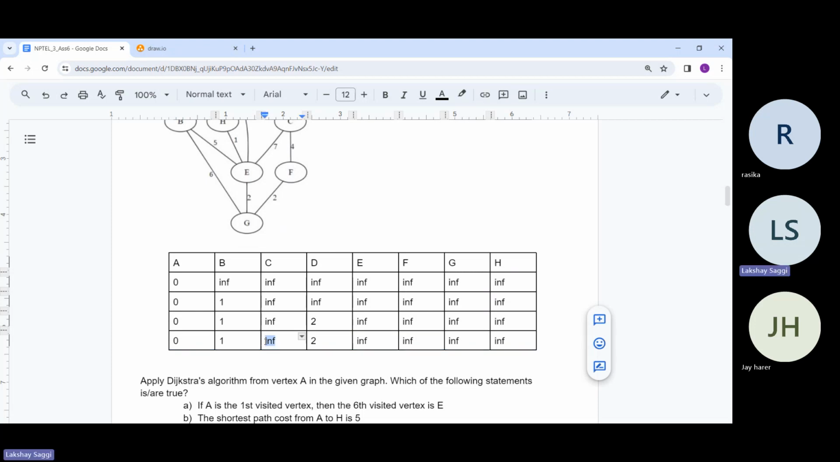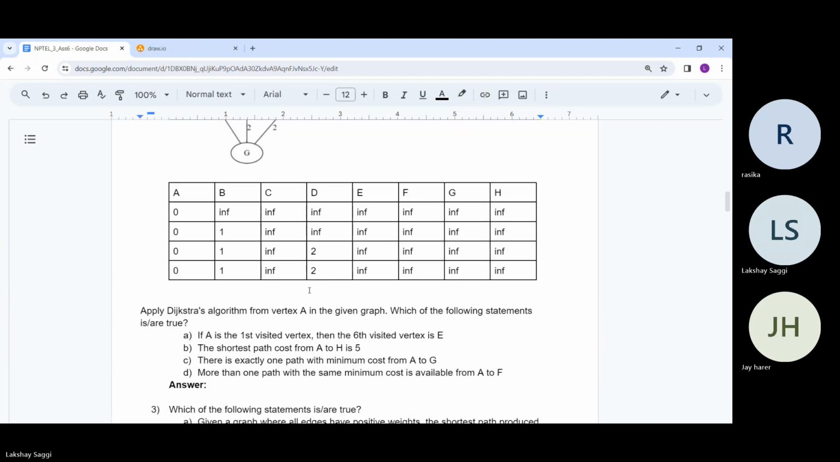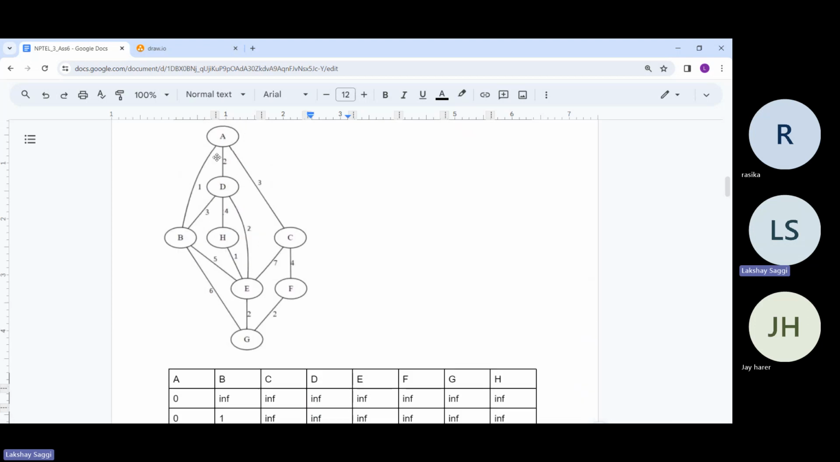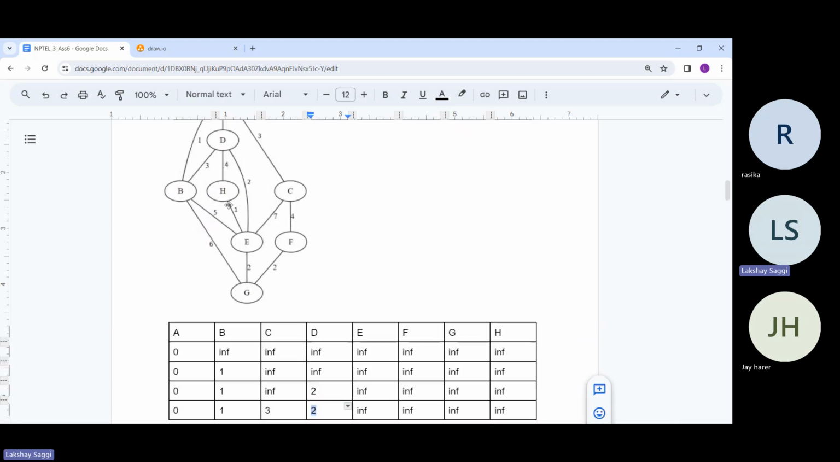Note that the values which I'm fixing are actually the distances which we have already found out. And these inf distances are something which we still have to find out. These distances are fixed: we know that B will be at a distance of 1, C will be at a distance of 3, and D will be at a distance of 2. So after visiting A, B, C, and D, we'll now move on to find out the distances of H, E, F, and G.